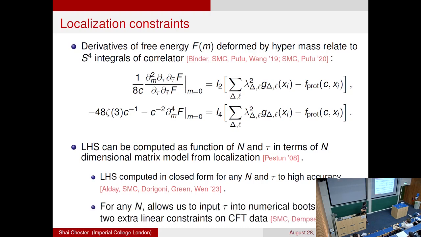And so then we just take the standard crossing equations and we supplement them with these two integrated constraints, and this now allows us to input the value of tau into the numerical bootstrap, which is very important in order to specify the theory.